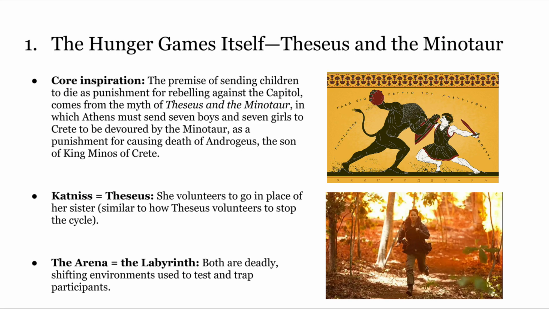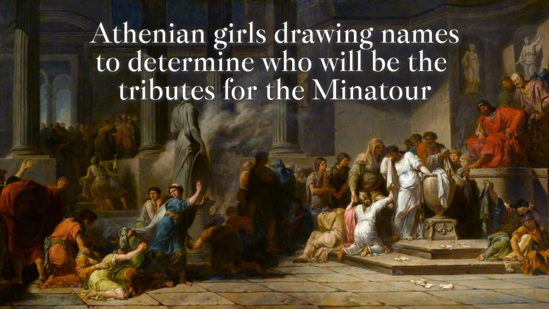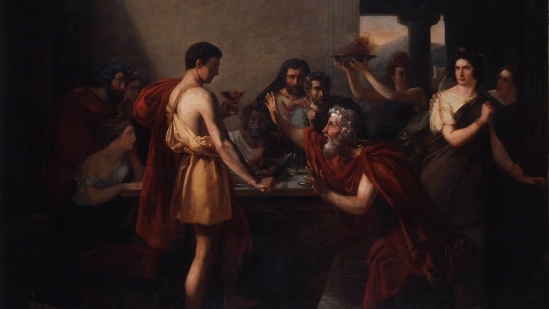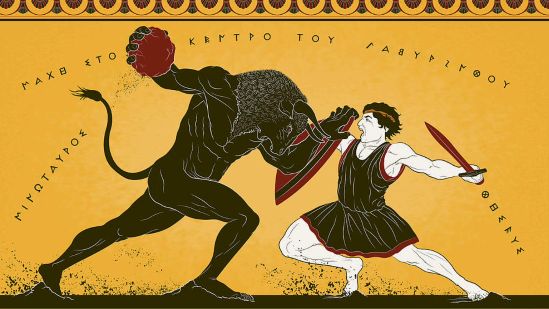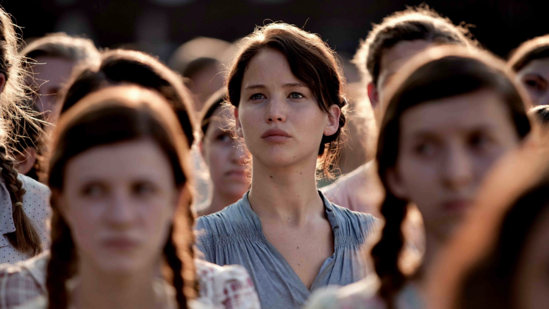The core inspiration, the premise of sending children to die as a punishment for rebelling against the Capitol, comes from the myth of Theseus and the Minotaur, in which Athens must send 7 boys and 7 girls to Crete to be devoured by the Minotaur as a punishment for causing the death of Androgeus, the son of King Minos of Crete. So in the story, Katniss is very similar to Theseus, who volunteers to stop the cycle of sending these tributes into the labyrinth, whereas Katniss volunteers to go in place of her sister Prim.